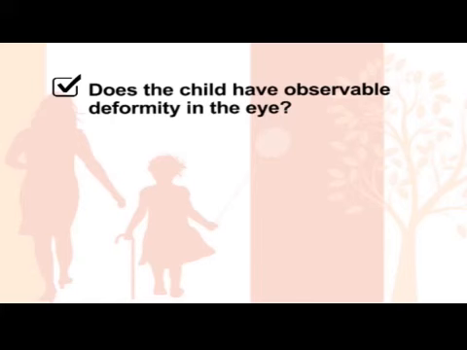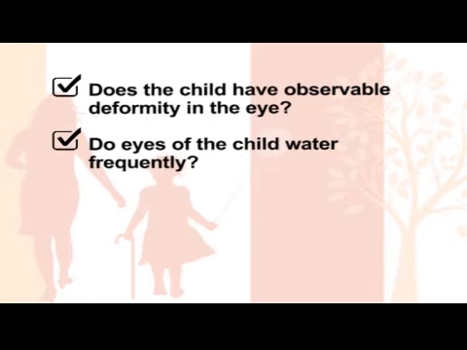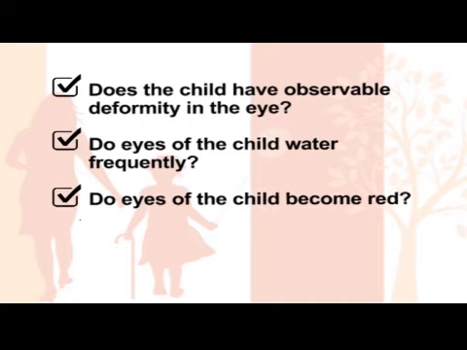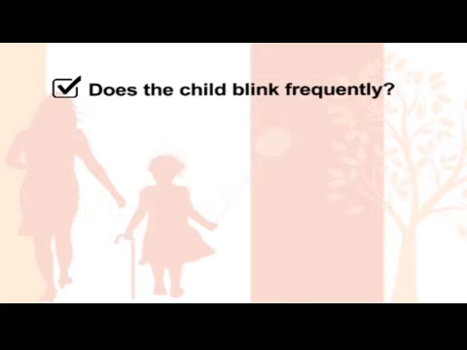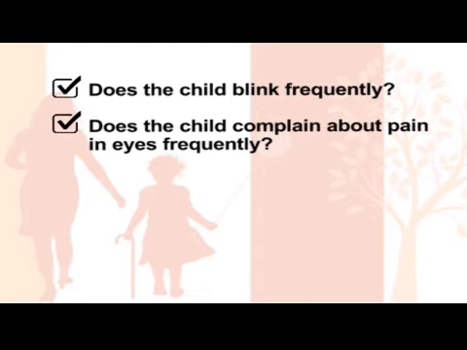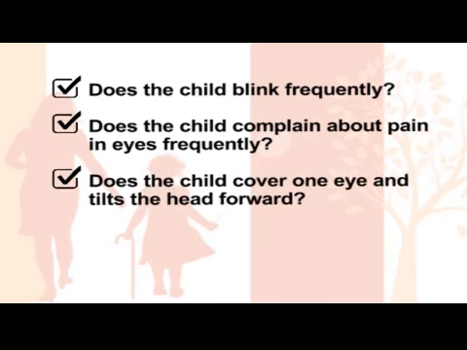Now, let us see the checklist for the identification of children with special needs. The questions: Does the child have observable deformity in the eye? Do eyes of the child water frequently? Do eyes of the child become red? Does the child rub eyes very frequently? Does the child blink frequently? Does the child complain about pain in eyes frequently? Does the child cover one eye and tilt the head forward?